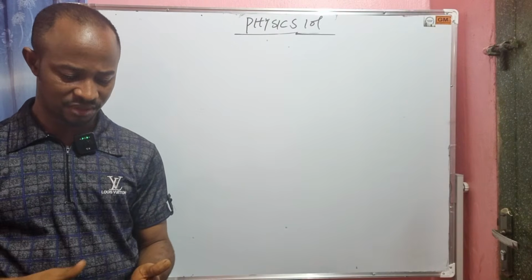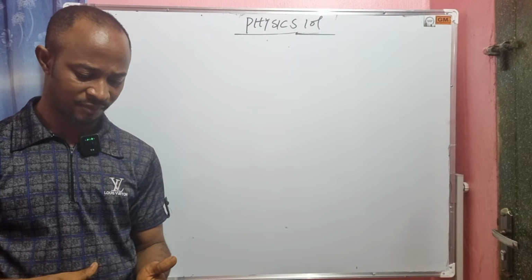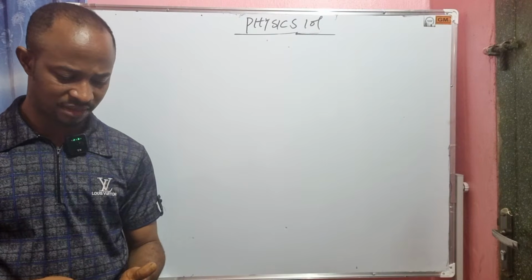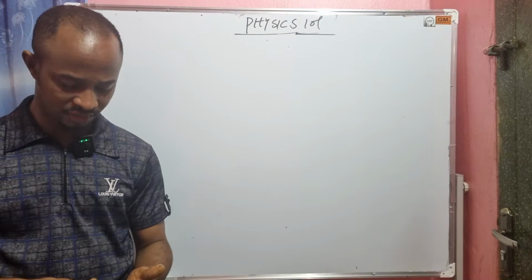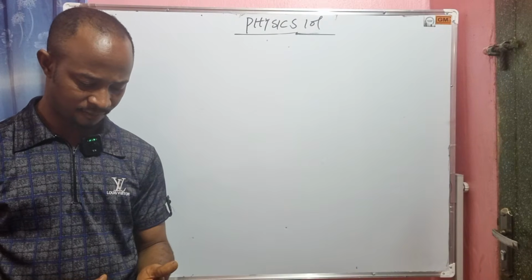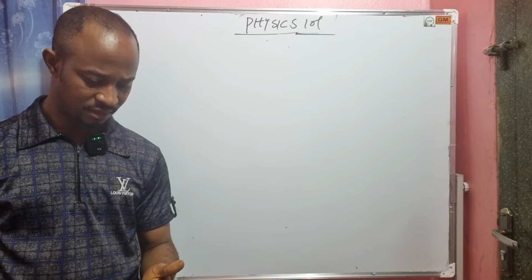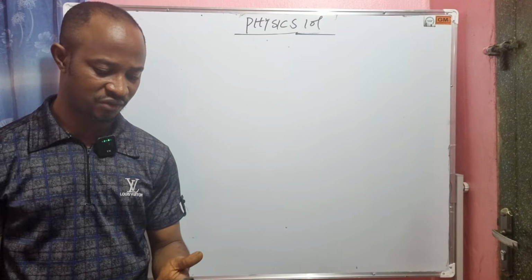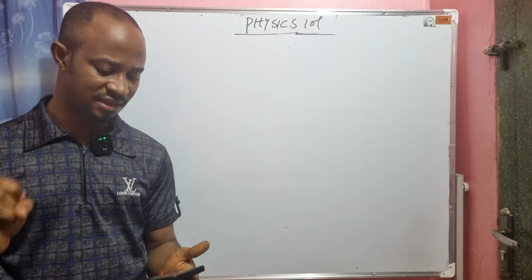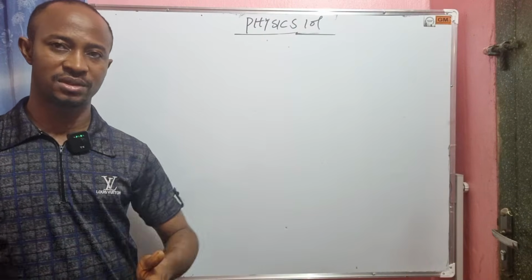When we started this class, I defined the word dimension. Let me go back to the notes for proper understanding. Dimensional analysis is a method used in expressing physical quantities in terms of fundamental quantities, to check the validity of an equation or to derive the relations between physical quantities.